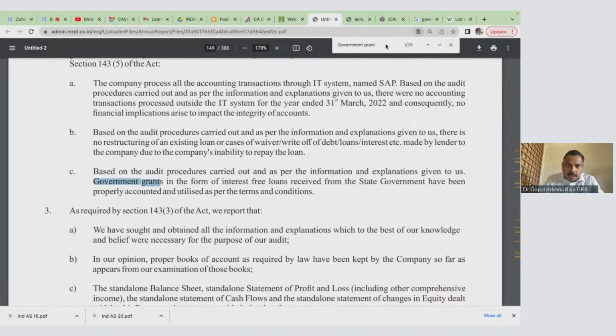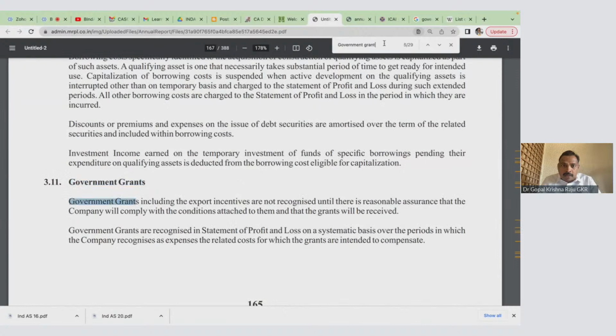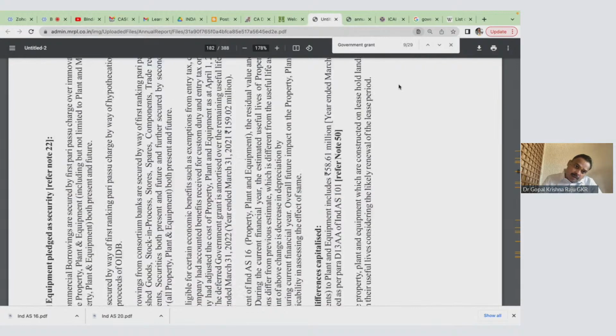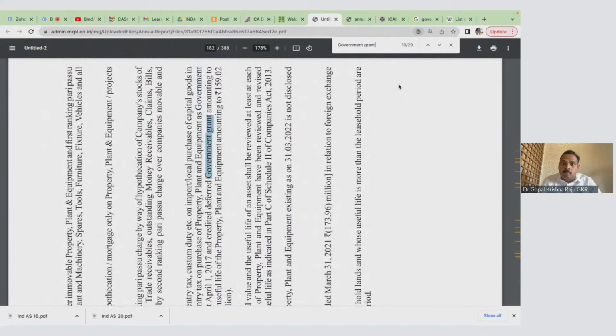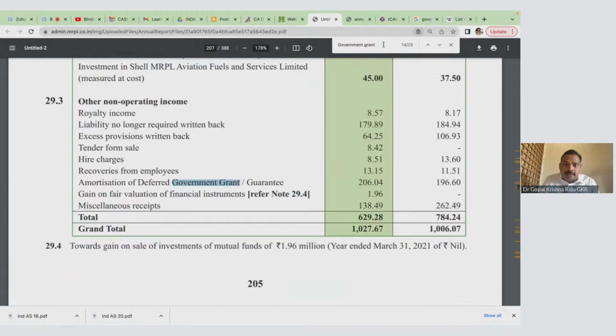Look at the government grant. Government grant based on the audit. This is amortization of government grant. Look at this. Revenue from export incentives, government grant. So they are also government grants. Some of the government grants, how they measure, especially non-monetary government grants. I think you are able to see this. I will show you one more. The benefit of a government loan at below market price, the interest-free loan, is recognized. So the benefit of a government loan below market price is treated as a government grant. This is another example. So I will come to this also. So many government grants are here.